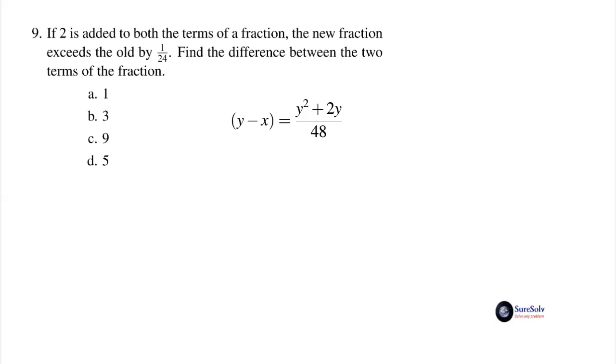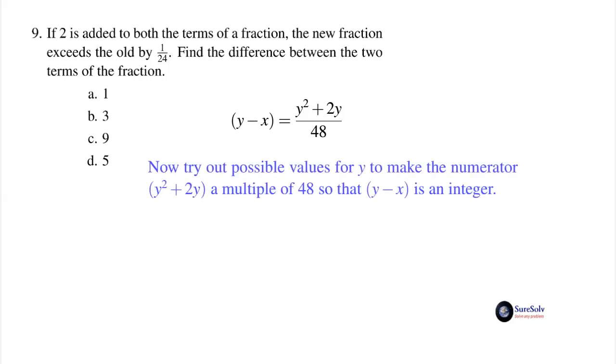Difference of denominator and numerator of a fraction must always be an integer. So y minus x to be an integer, y square plus 2y must be a multiple of 48. We'll try out promising values of y to make y square plus 2y a multiple of 48. For y equal to 5, y square plus 2y equal to 35, which is less than 48.